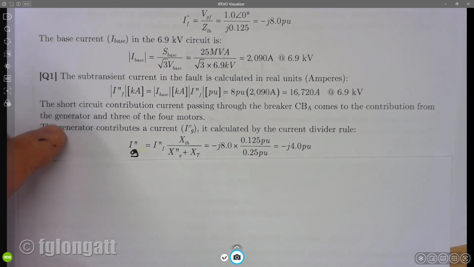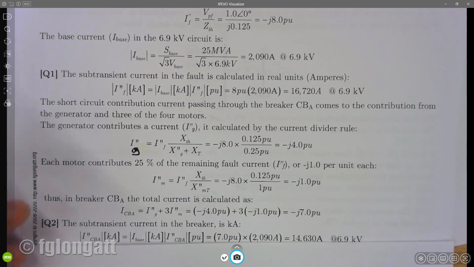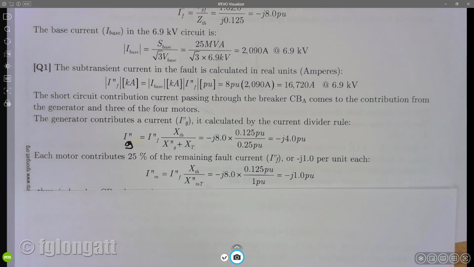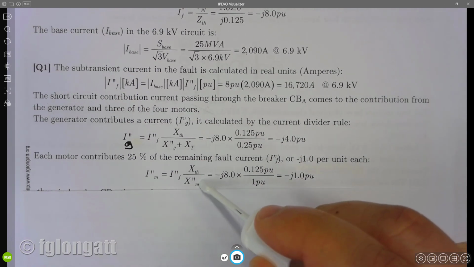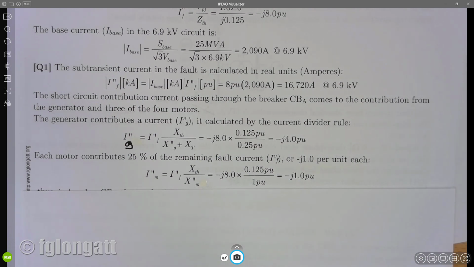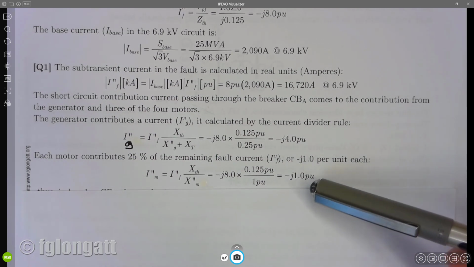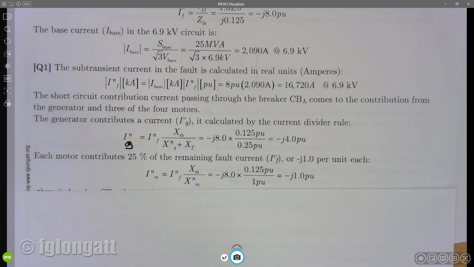Well, that is what I want to explain now. You can use the Kirchhoff current law if you want to make your calculations, if you want to be sure with your calculations. You can see over there that using the current divider rule, you can obtain that the current moving for each motor, or providing the contribution for each motor, is 1 per unit, okay?